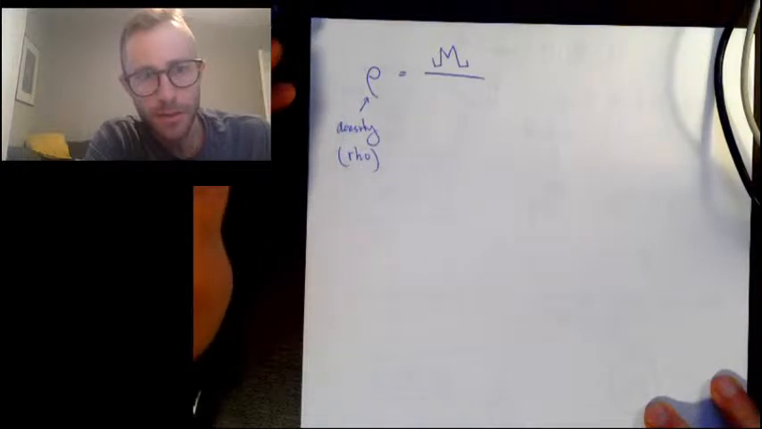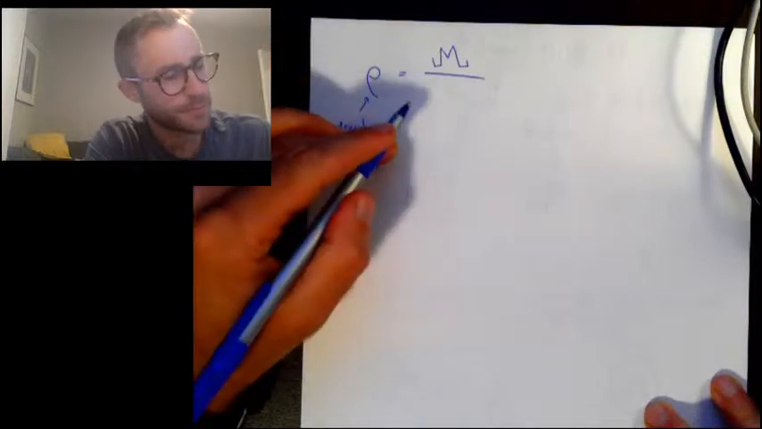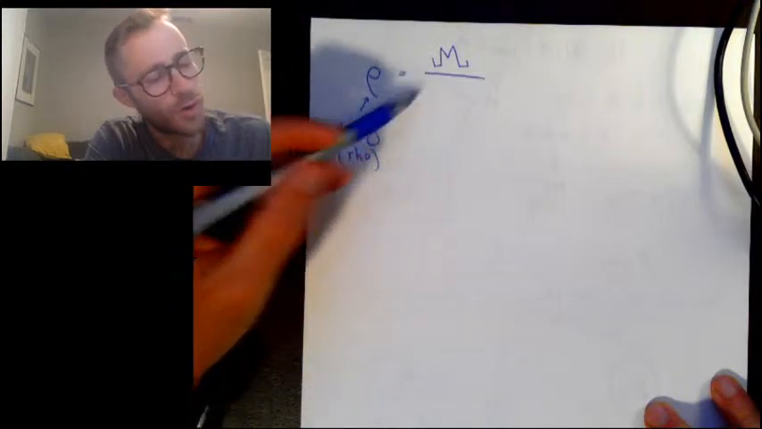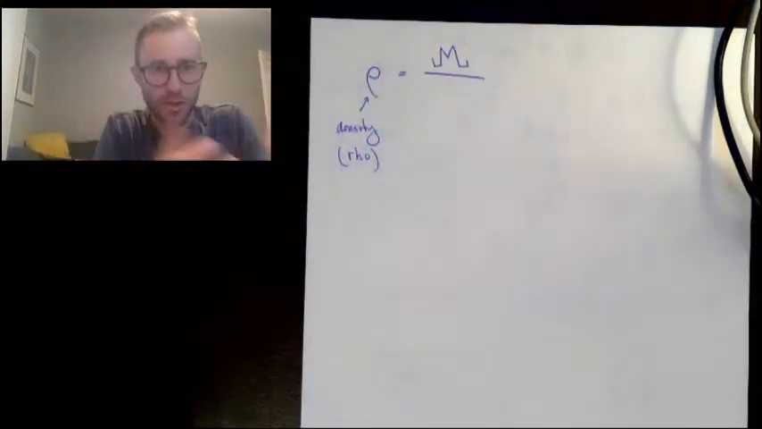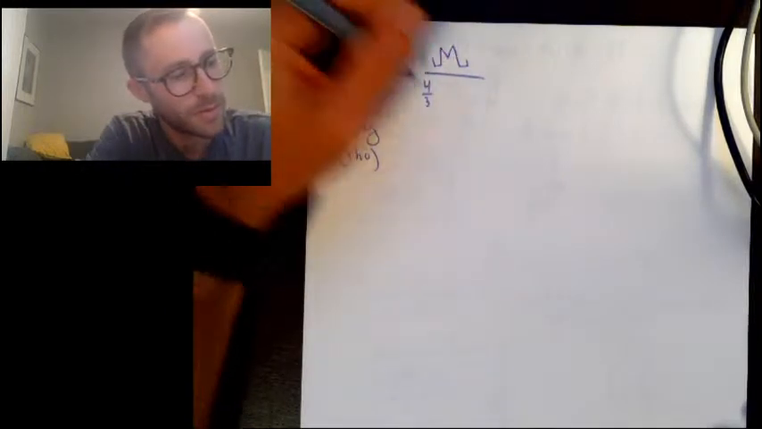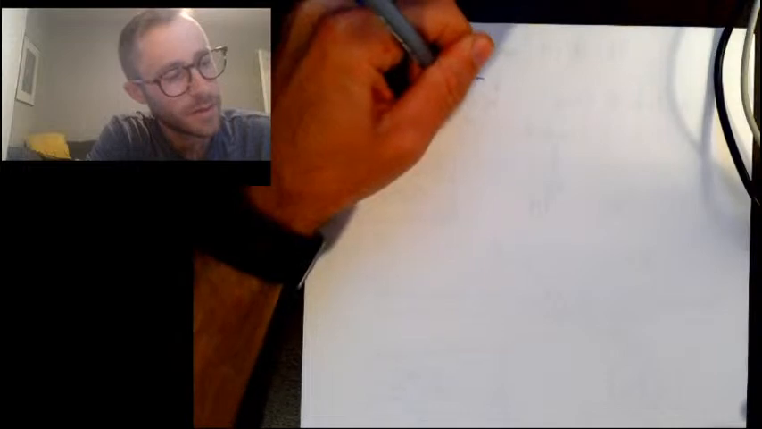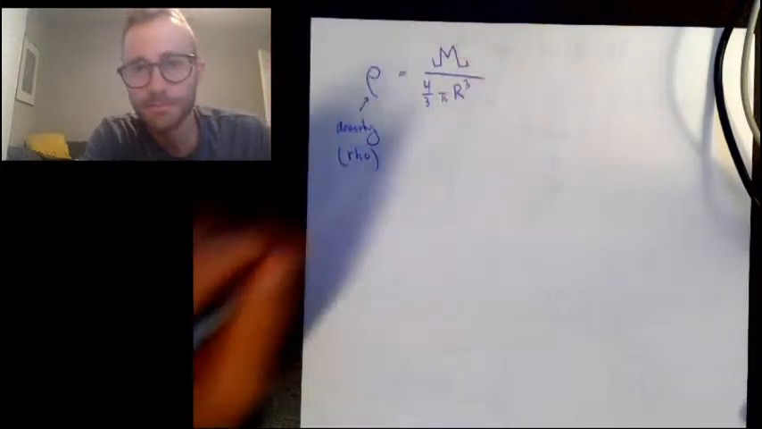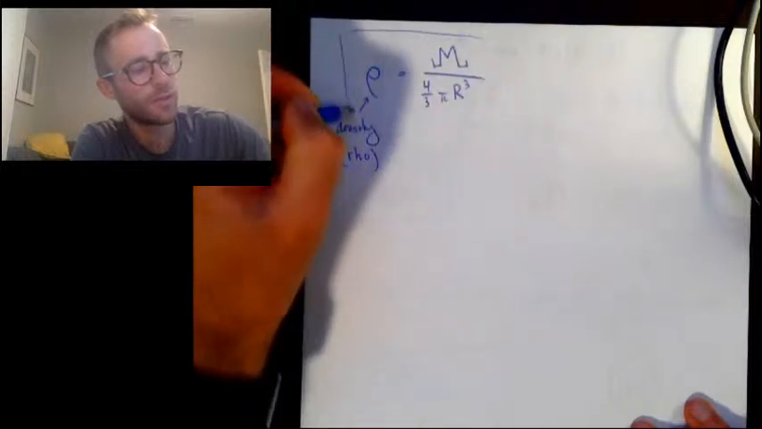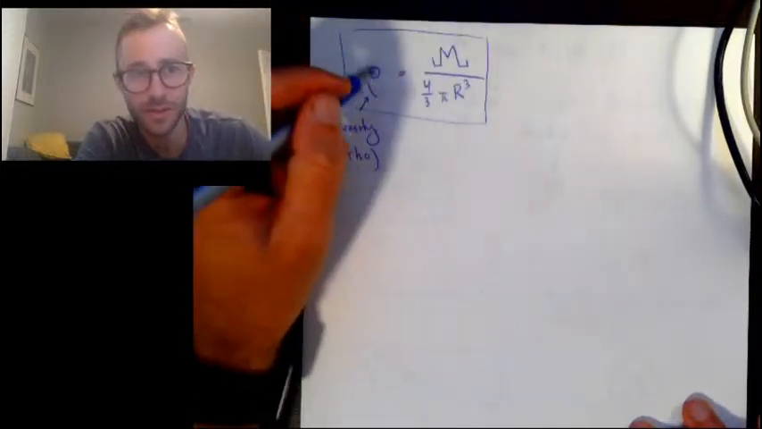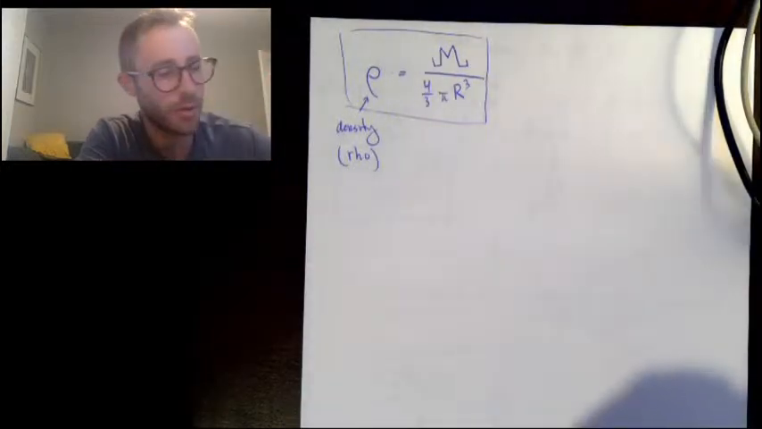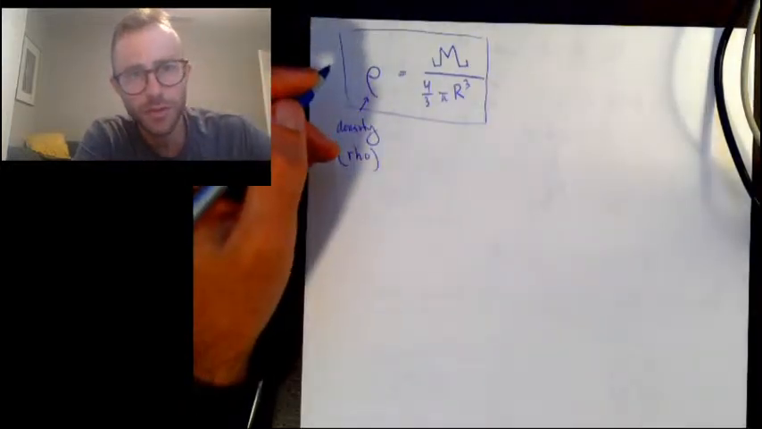Okay? So the volume, if it's a spherical object, the volume is 4/3 pi r cubed. Okay? So you can use this to figure out the mass of a planet if you know the density and the radius of the planet. So we're just going to do two examples.